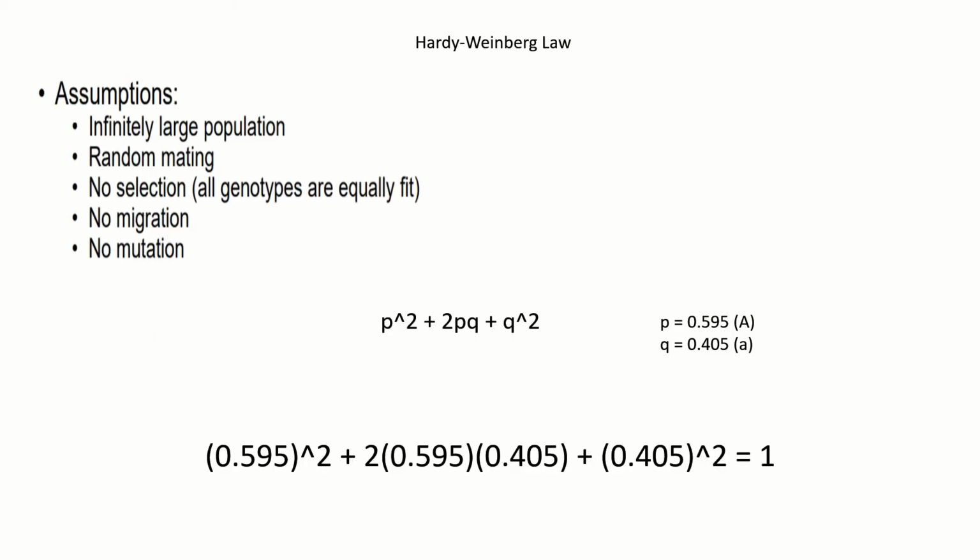Another way to test this is by using the Hardy-Weinberg law. This law assumes that our population is infinitely large, randomly mates, and has no selection, migration, or mutation events. To use this equation, we plug in our allele frequencies for big A and little a as P and Q, respectively.